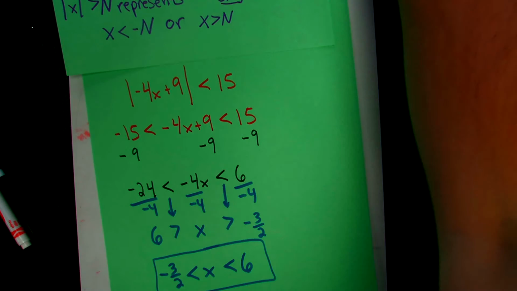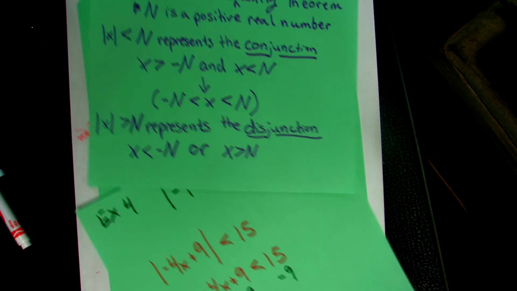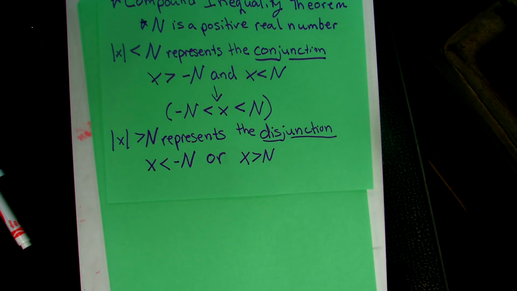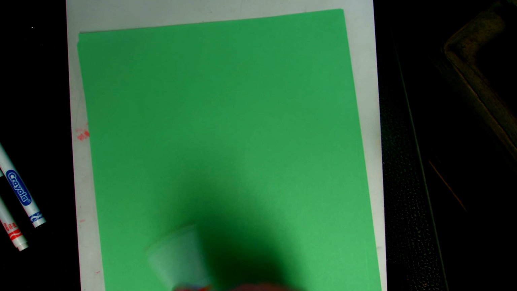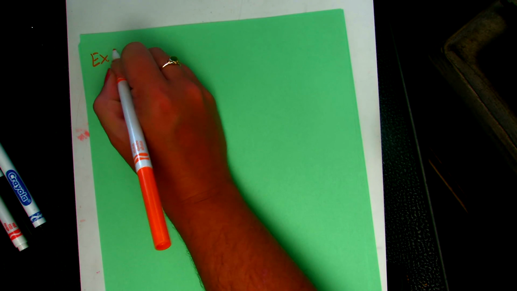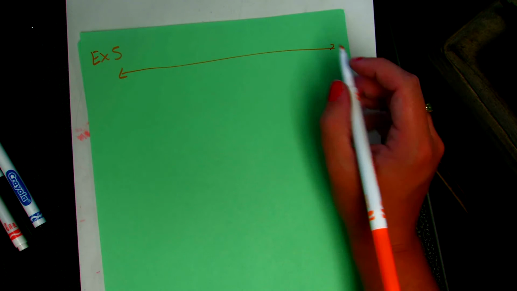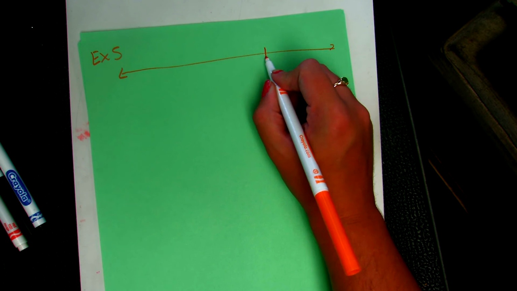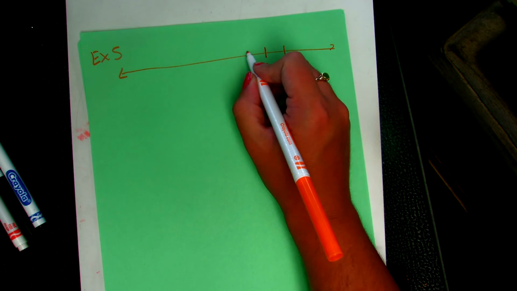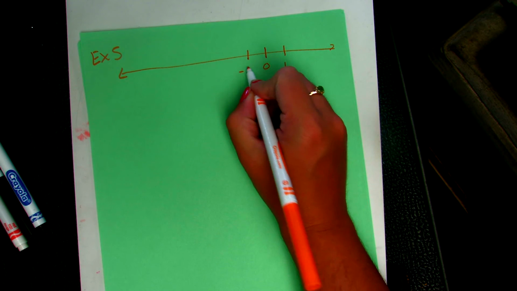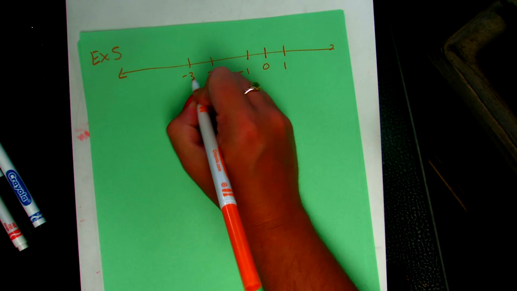Let's do going the opposite. So instead of solving for an absolute value, let's say we have an absolute value inequality on a graph, and we want the equation. So let's say we have something like this. Here's our graph. Here's 0, here's 1, got negative 1, and we go all the way.